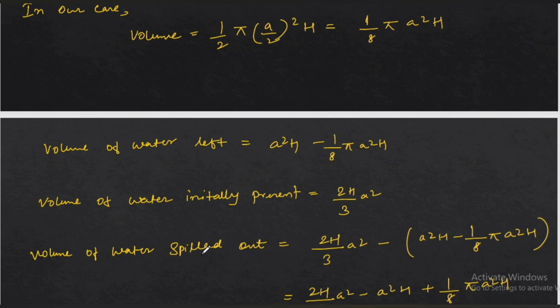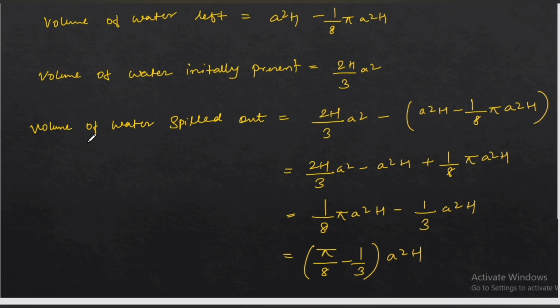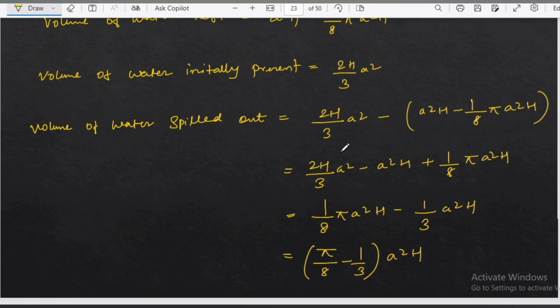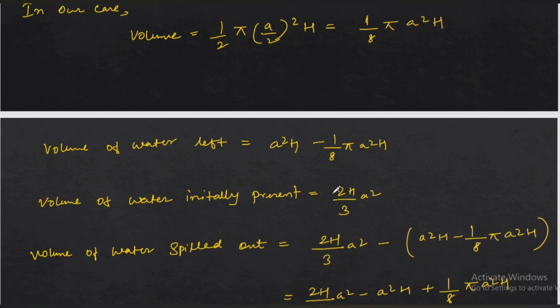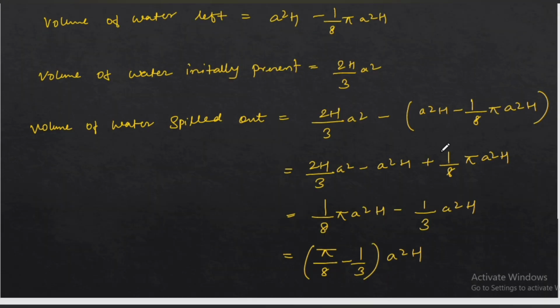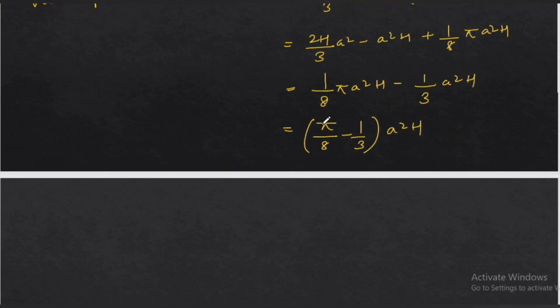Now the volume of water spilled out is initial volume minus final volume. This is very simple, right? Initial volume is this much, final volume is this much. You just subtract, solve and simplify, and you will get this answer: pi by 8 minus 1 by 3, times a square h.